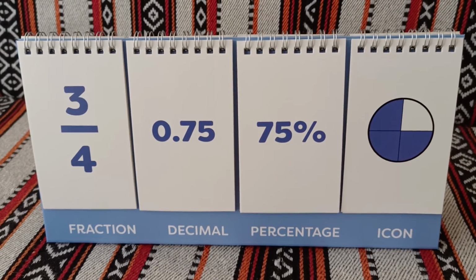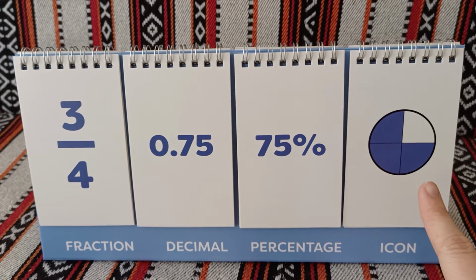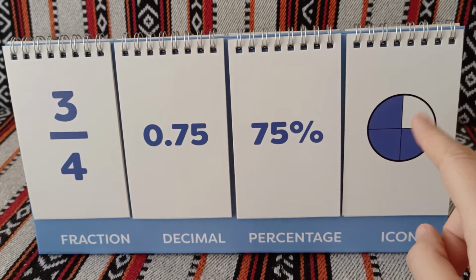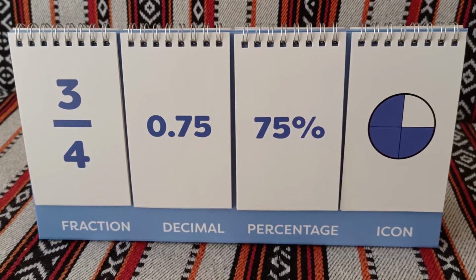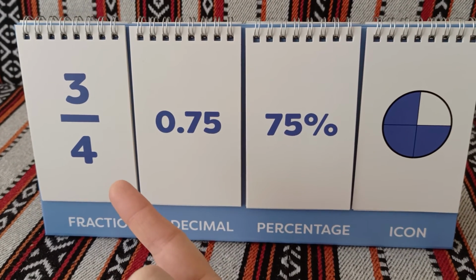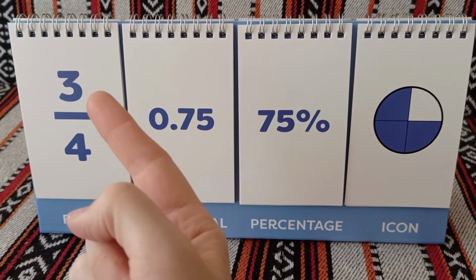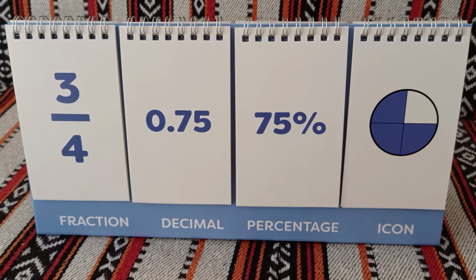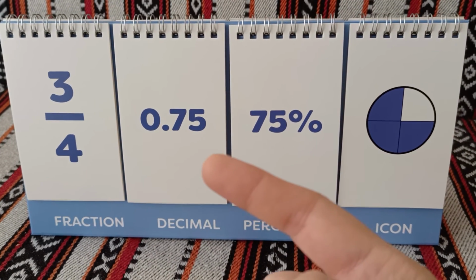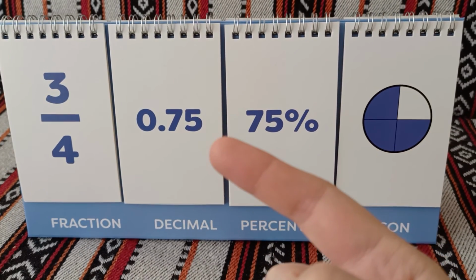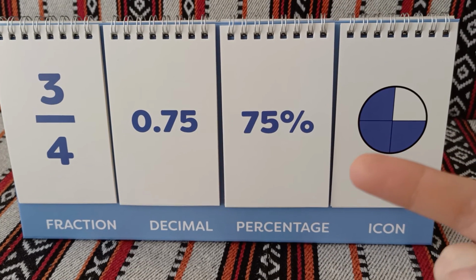And here is the last one on this flip chart. Here we have one whole that's cut into 4 pieces, and we have 3 out of 4 pieces. So we can say 3/4, or because this 4 can be called quarters, we can say three quarters. Same thing. The decimal would be 0.75, and the percentage would be 75%.